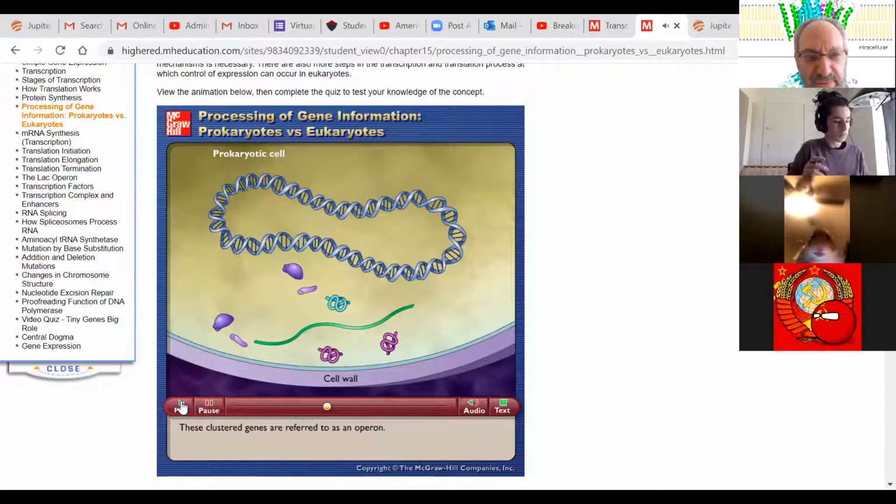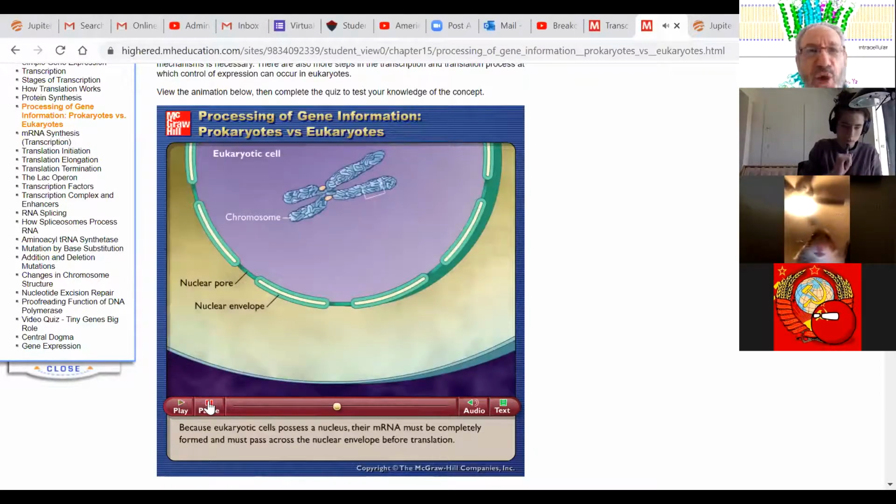These clustered genes are referred to as an operon. So all of the genes that are for the same function, that are made on that single piece of long RNA, that's what an operon is. All the genes that are made from one bout of transcription. Okay, now.